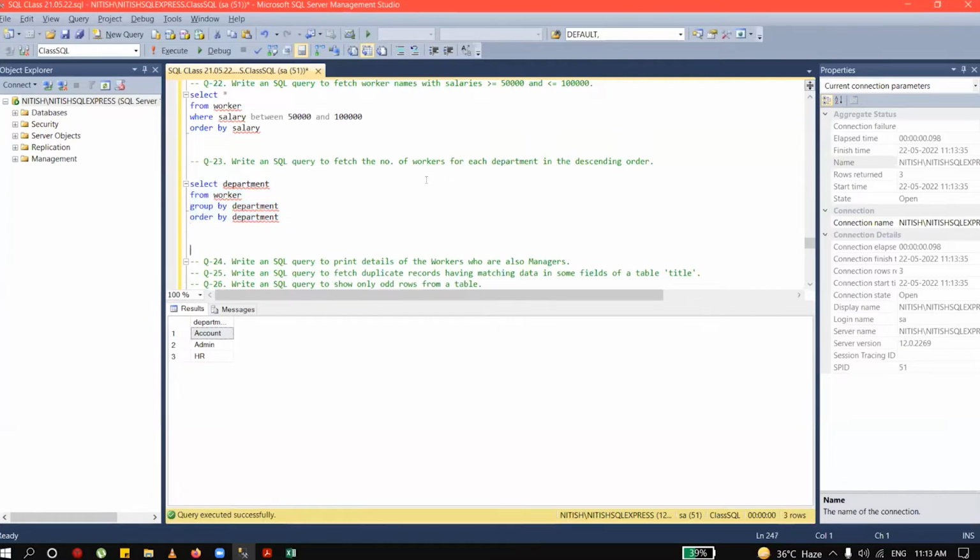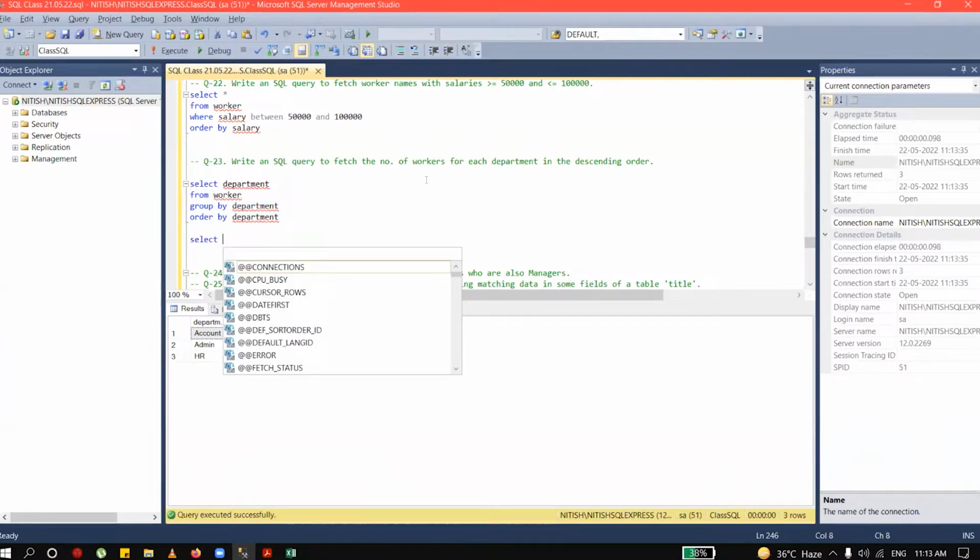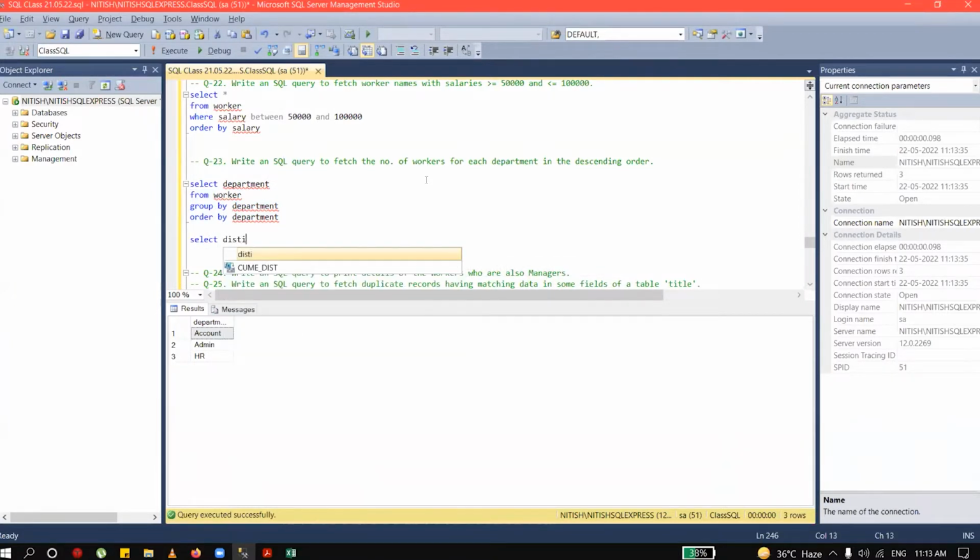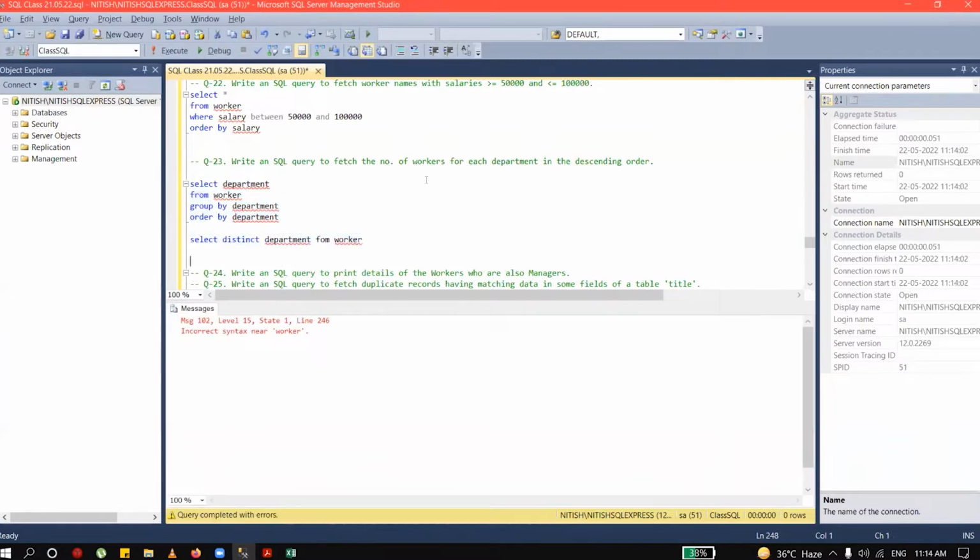Some people in the interview also ask this. They will give you this line and tell you the next line is select distinct department from worker. They will ask whether both answers are the same: select distinct department from worker.